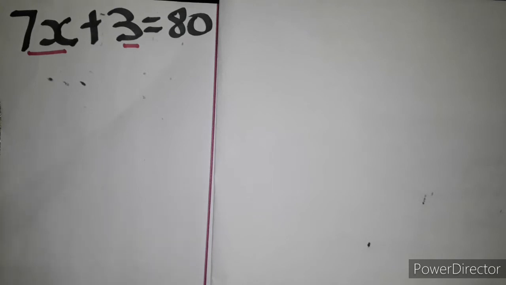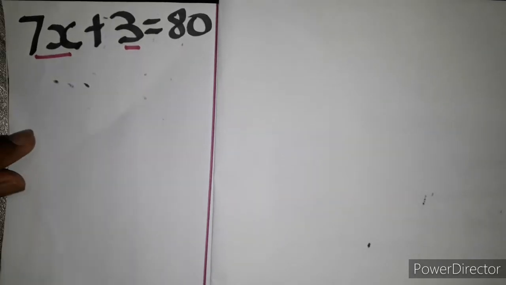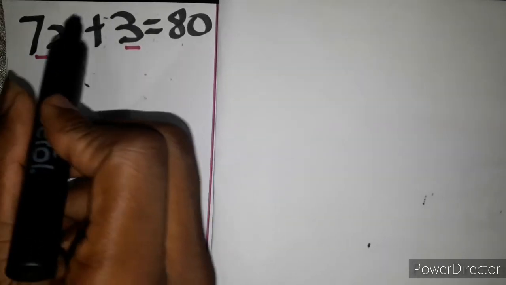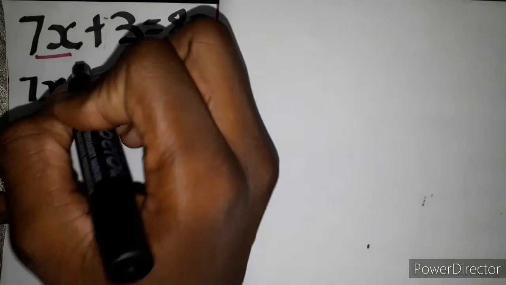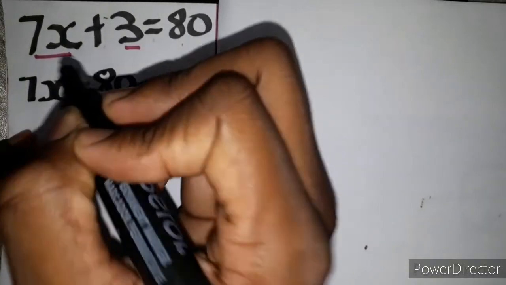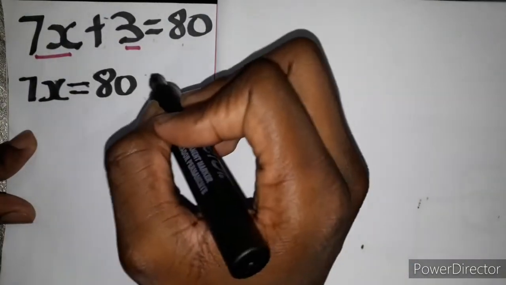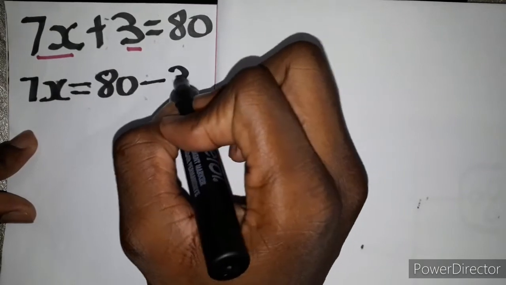Let's go ahead and solve this. Now I will use the second method. So we have 7x plus 3. This 3 is adding to the 7x. So we know that 7x is equal to 80. This 3 is adding, so when we take it over, it will subtract.